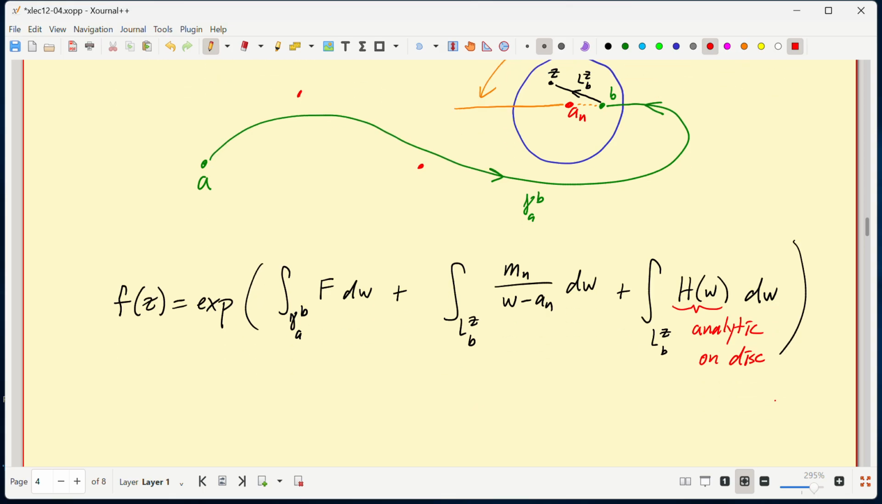And this we can calculate, because I've got a branch of log. So this would be Mn times the log of z minus an, minus the principal branch of log of b minus an. That's a constant.